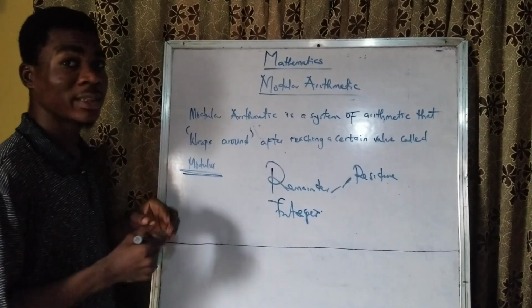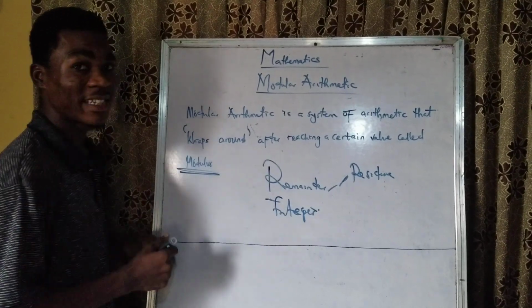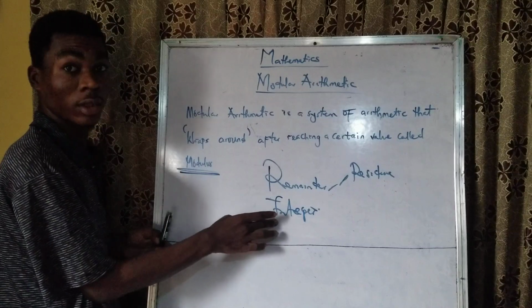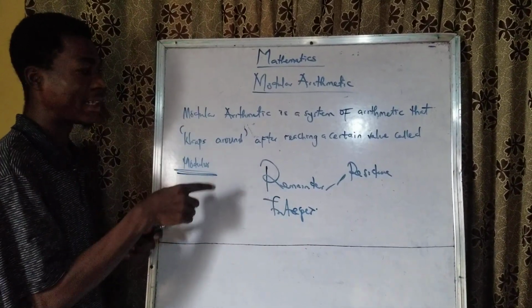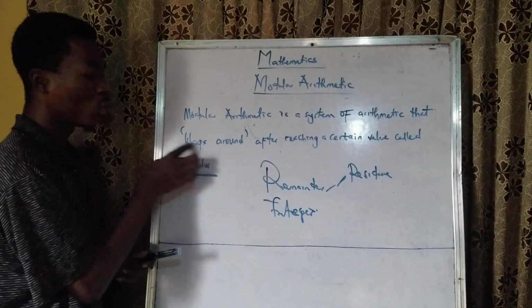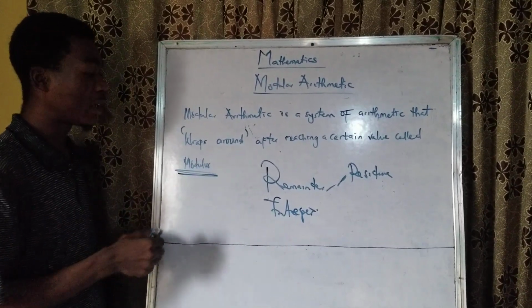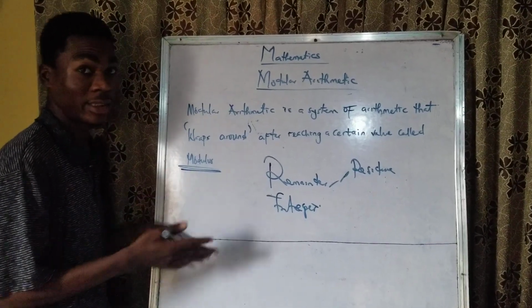Modular arithmetic is just trying to let us know that whenever an integer is divided by a fixed non-zero integer, are we good to go? And it gives a remainder, then it is said to have undergone a modulus. And this modulus, you can either call it moduli in its plural form, or modulus in its singular form.